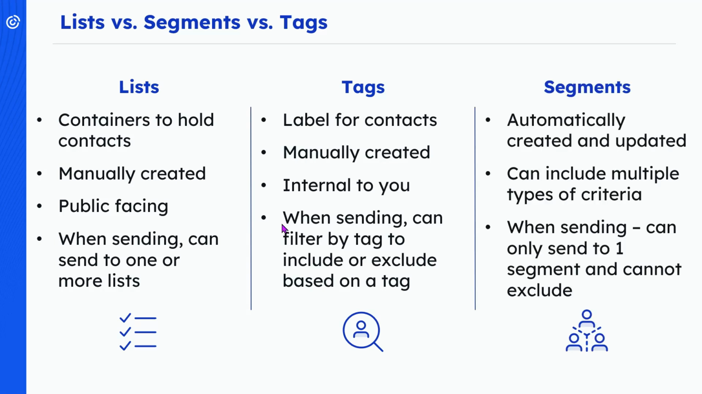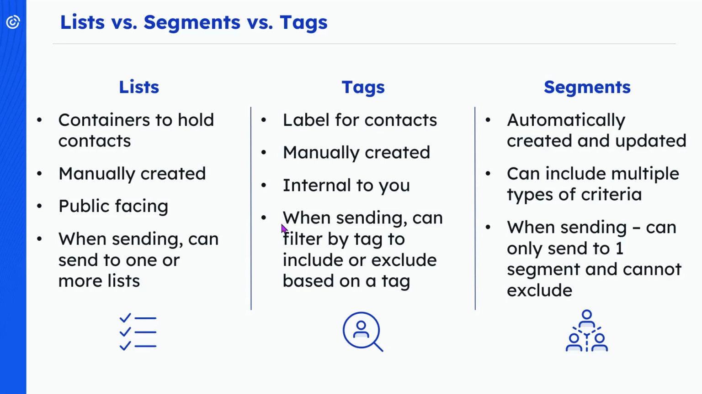Now, the last one is segments. Segments, on the other hand, do take less manual work from you and allow you to create groups based on multiple types of criteria, including contact activity, which again is determined for you automatically. As we just saw in the demo, you don't need to go through your contacts one by one to find out who's been engaging with your emails and who hasn't. It can create a group of people who haven't clicked in an email in the last year, for an example.